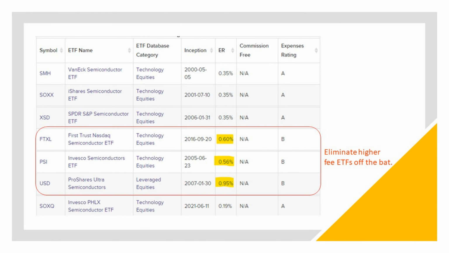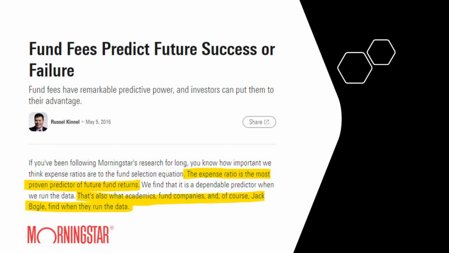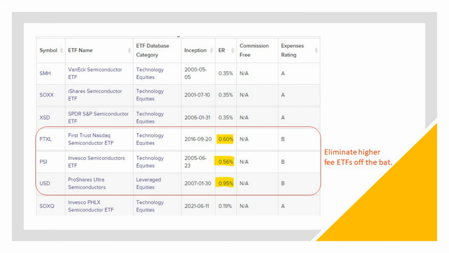And then when we look at the remaining names, as I said, we want to eliminate higher fee ETFs right off the bat. And yesterday's presentation looked at some great research by Morningstar that shows the number one predictor with accuracy of 100% when you're looking at which funds are going to outperform over time. It's those with the lowest fees. That's pretty intuitive if you think about it, but not a lot of people pay attention to that. So we're going to eliminate these 3 ETFs here right off the bat. They charge 60 basis points, 56 basis points, and 95 basis points. You see the 3 ETFs there on top, and the one on the bottom, they charge 35 basis points or less.